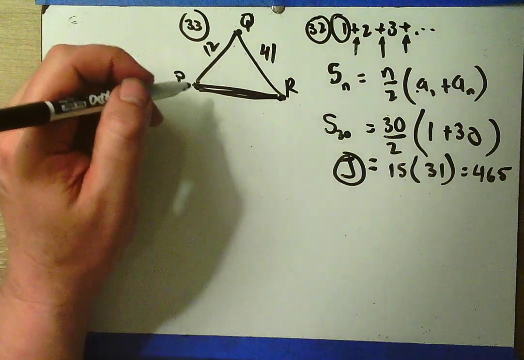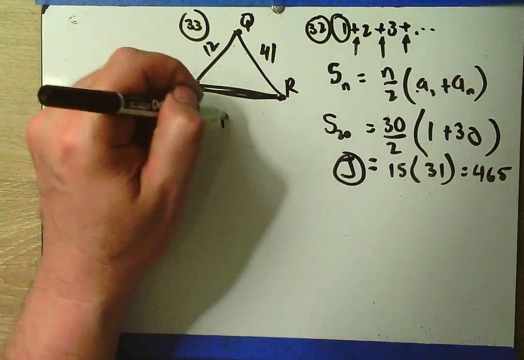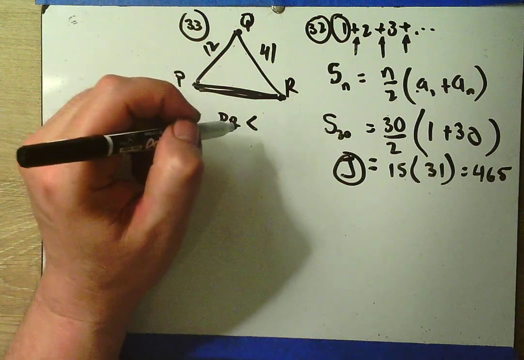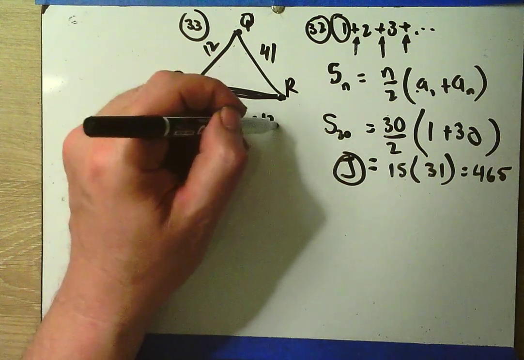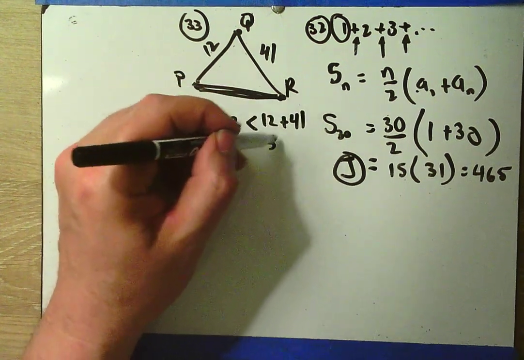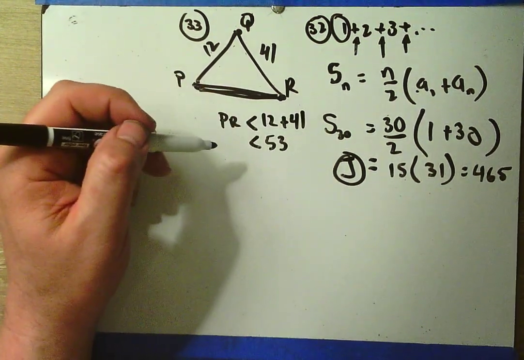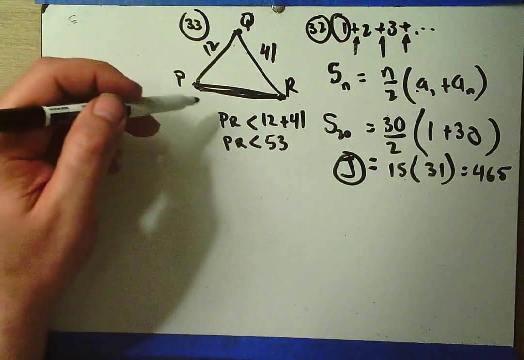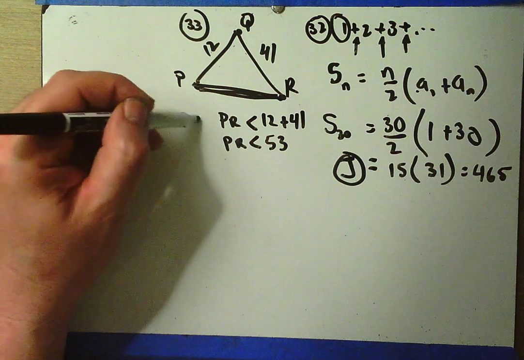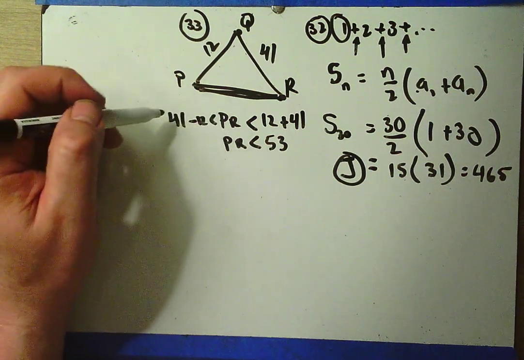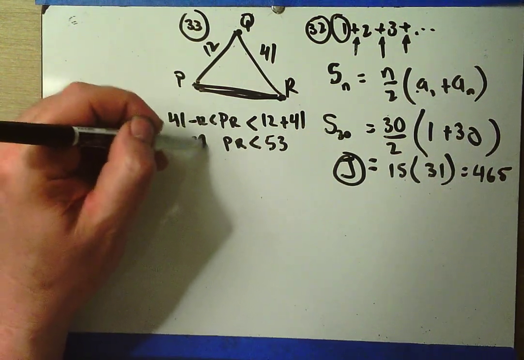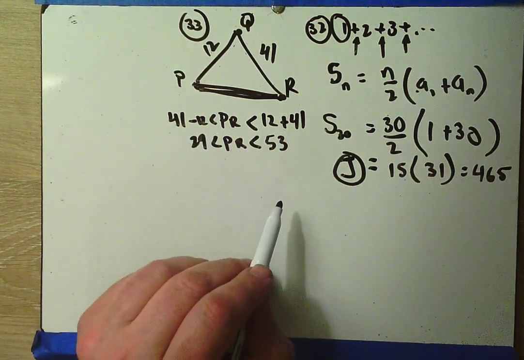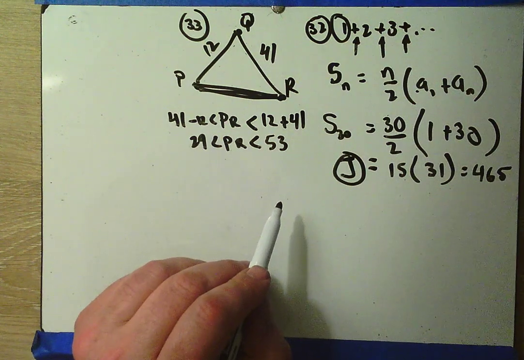Well, I remember from geometry that PR has to be smaller than 12 plus 41, which is 53. Oh, there are none of them that are bigger than 53, so that works for PR. And 41 minus 12. So 41 minus 12 is 29. PR has to be between 29 and 53 in order to be able to make a triangle.